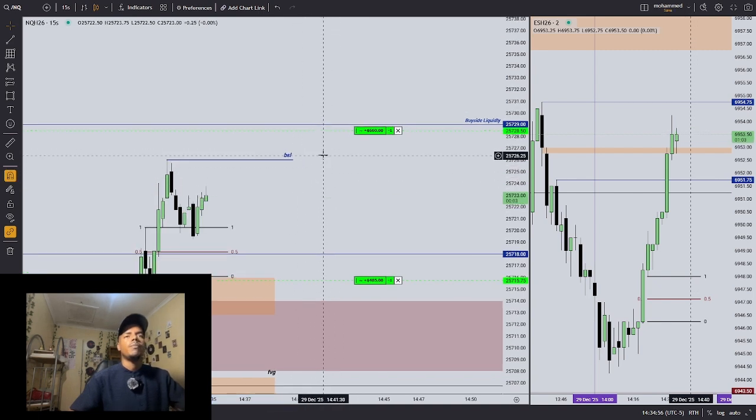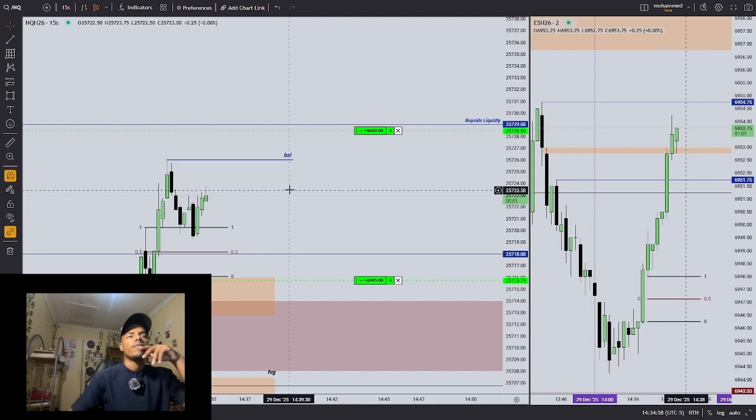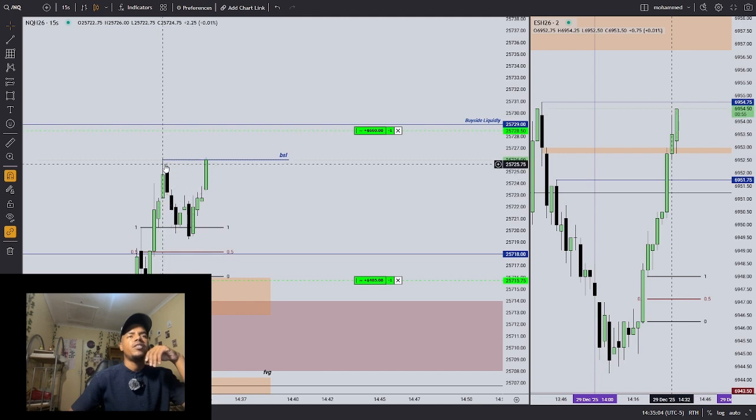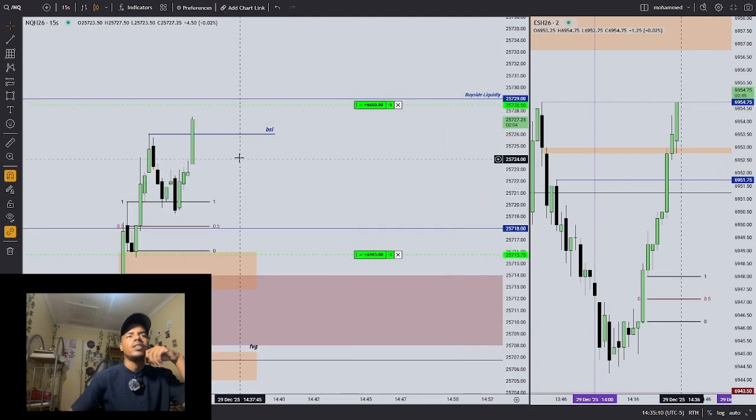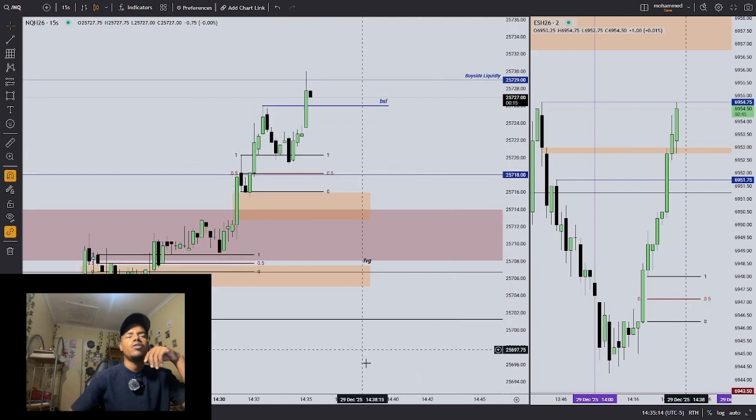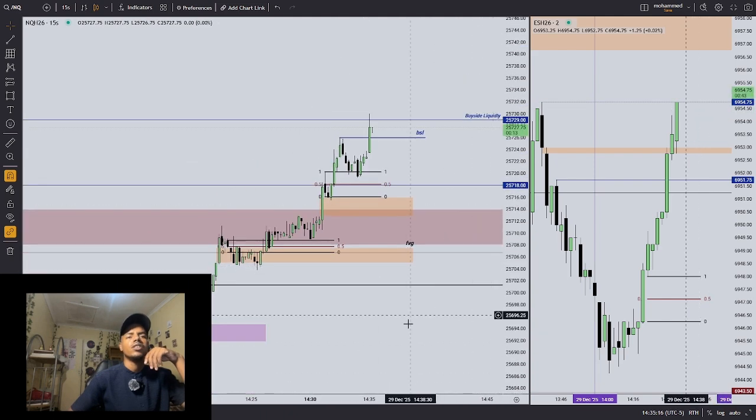That's very easy for sellers to come in. We just manipulated them. There you go. There you go. Our target should be hit by now. There you go. What a trade.